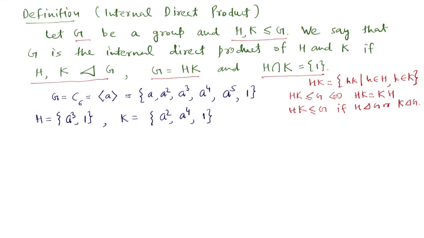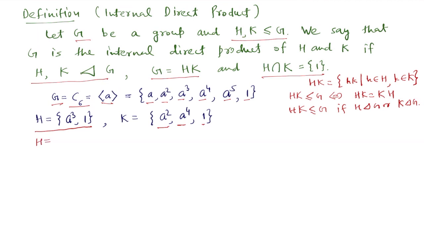Now let us understand this definition with this example. We have taken here a cyclic group G of order 6. It is generated by a, so it consists of these 6 elements: a, a square, a cube, a4, a5, and a to the power 6 becomes 1. Let us take these two subgroups of G. H is a cube and 1, and K contains these three elements: a square, a4, and 1.